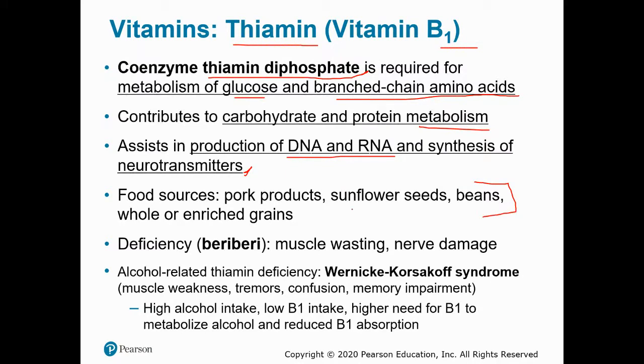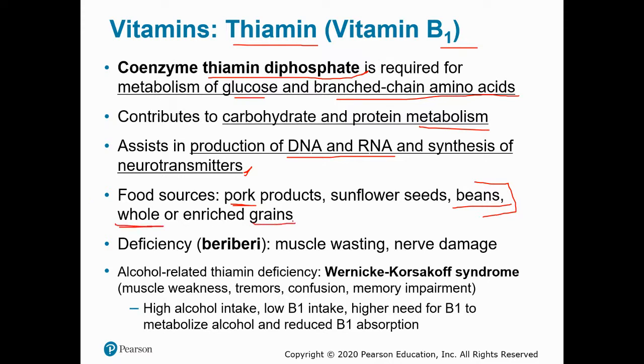Thiamine we find in not all foods really, but pork, like pig meat, can actually be a source of B1. Beans can be a source of B1. Whole grains can be a good source of B1.